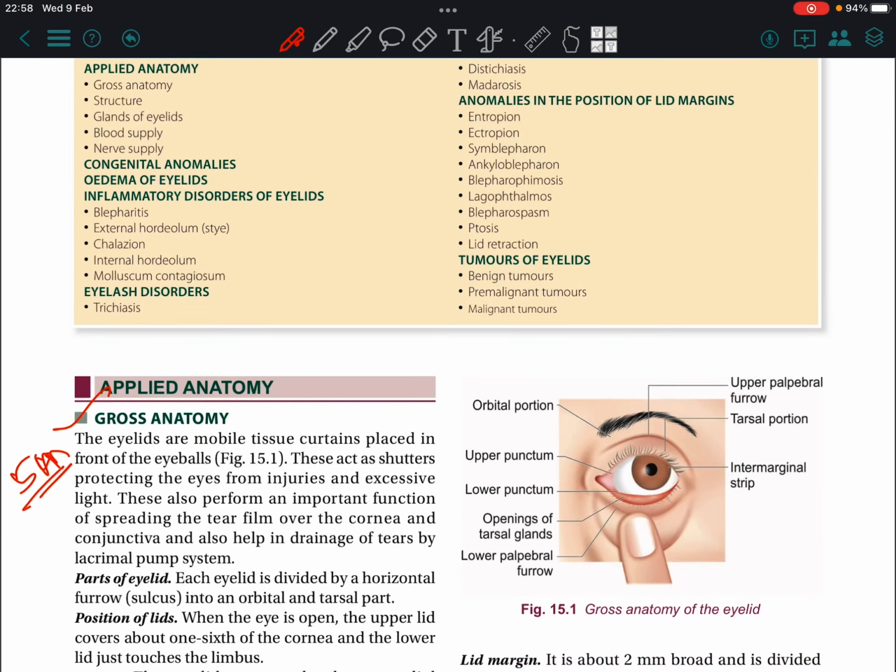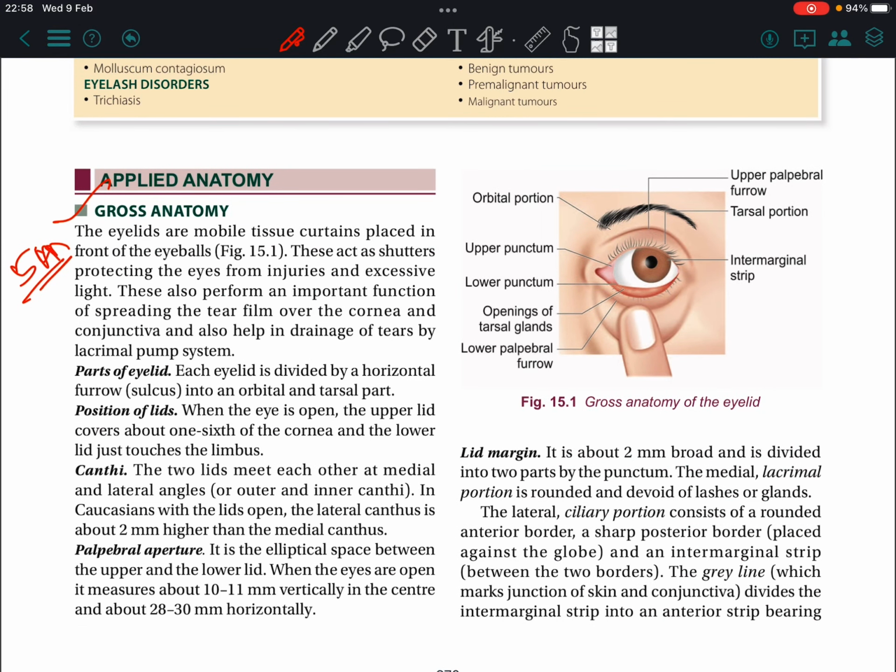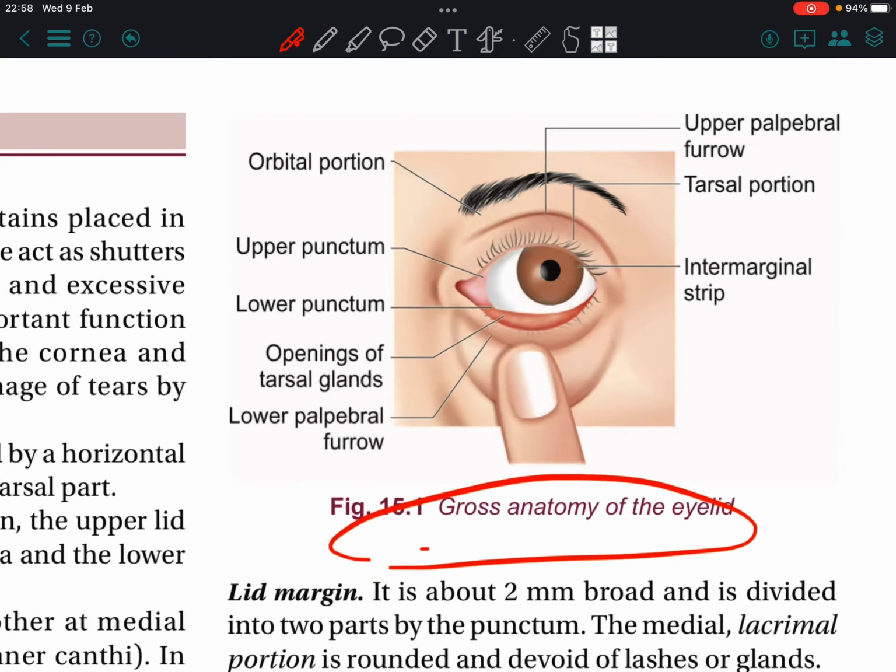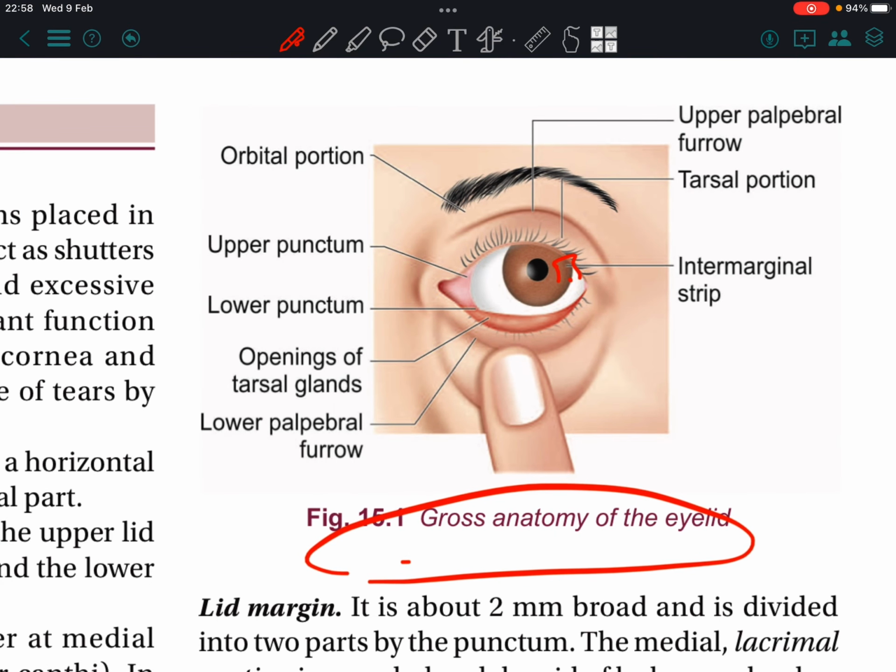Disorders of eyelids. Let's see the gross anatomy. The gross anatomy of eyelid. This is the internal margin strip, tarsal portion, upper palpebral furrow, upper punctum, lower punctum, openings of meibomian glands, lower palpebral furrow, orbital portion.